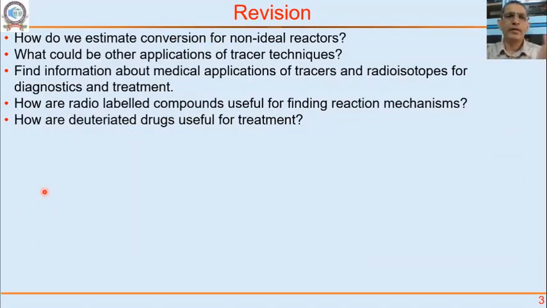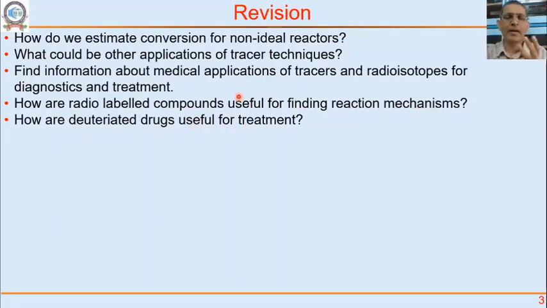Just to help you revise and just to recap on what we have done so far, how do we estimate conversion for non-ideal reactors? What would be some other applications of these tracer techniques? We have seen tracer can be used for identifying or measuring residence time distribution in process equipment, but what could be other applications of tracer techniques? Find out more information about medical applications of tracers and radioisotopes for diagnostics and treatment. How are radiolabel compounds useful for finding reaction mechanisms? How are deuterated drugs useful for treatment?